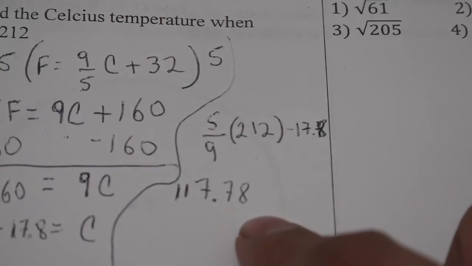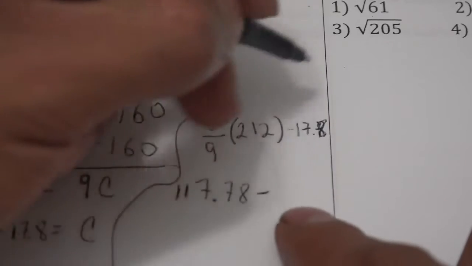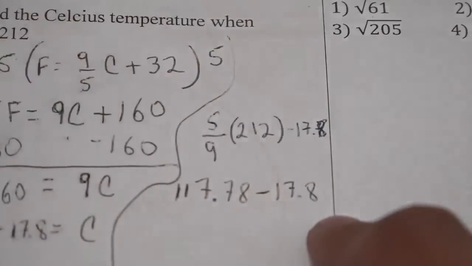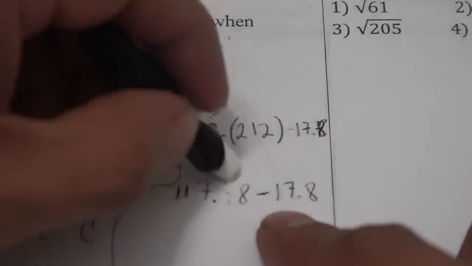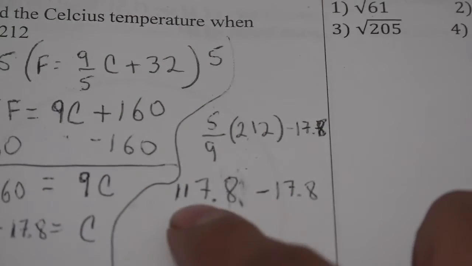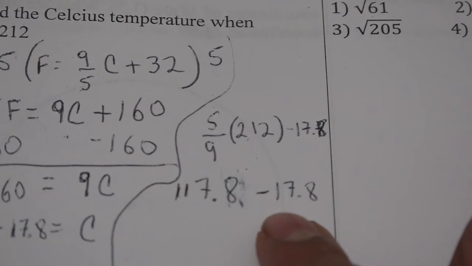117.78, okay, and now we subtract the 17.8, okay. Actually, let's round this to 117.8. Yeah, let's do that. All right, so this minus that, what is that?